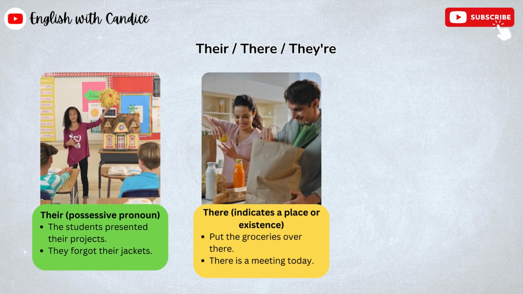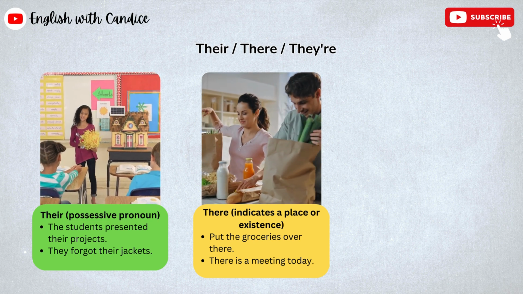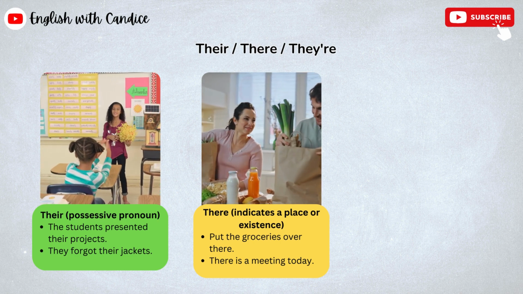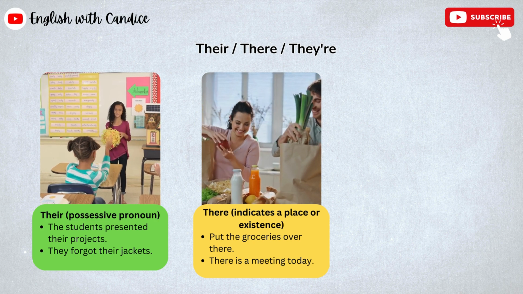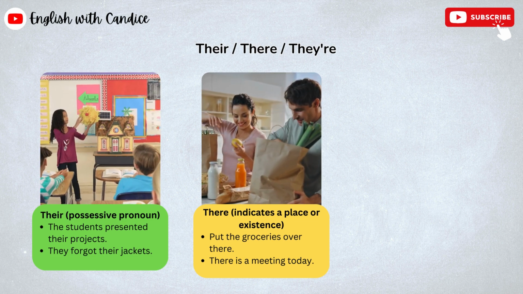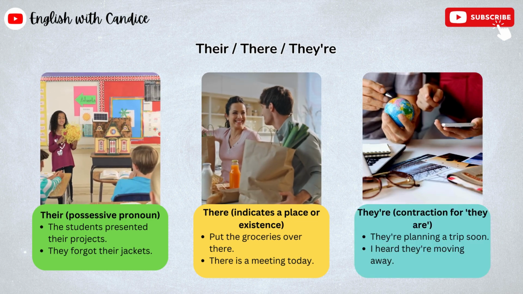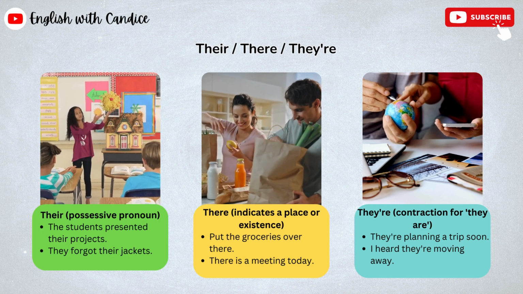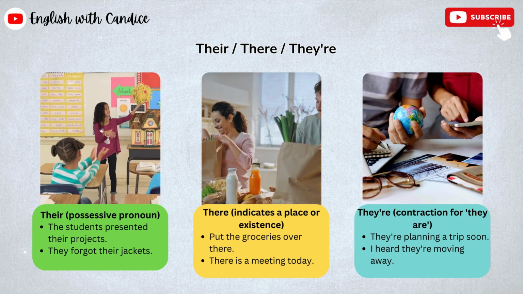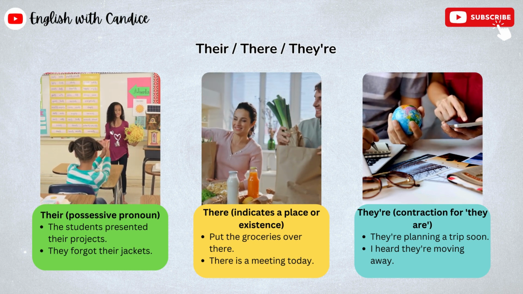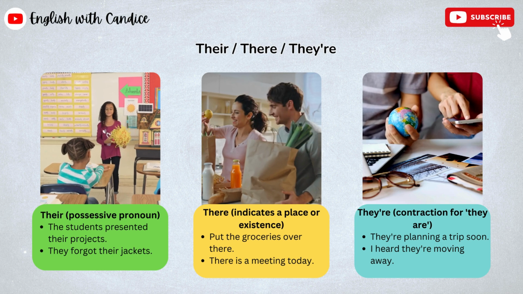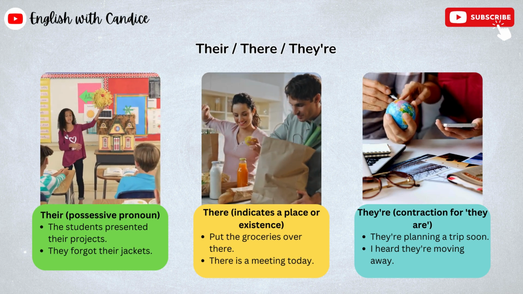Then we use there, spelled T-H-E-R-E, when we are indicating a place or existence. So for example, put the groceries over there, or there is a meeting today. And lastly, we have they're, spelled T-H-E-Y apostrophe R-E, which is a contraction for they are. So for example, we could say they're planning a trip soon, or I heard they're moving away.